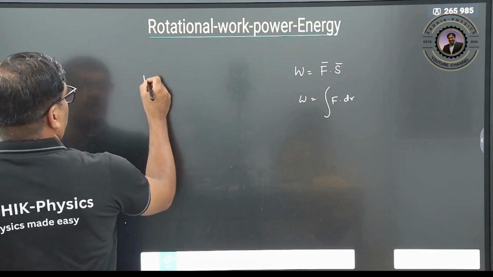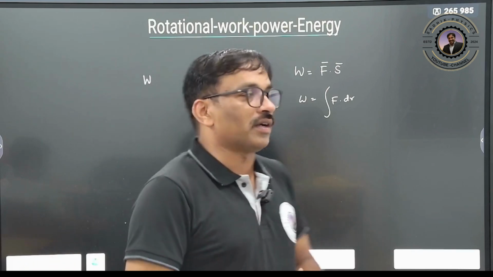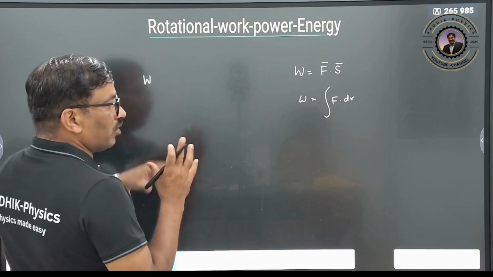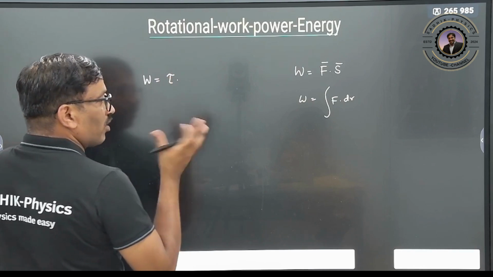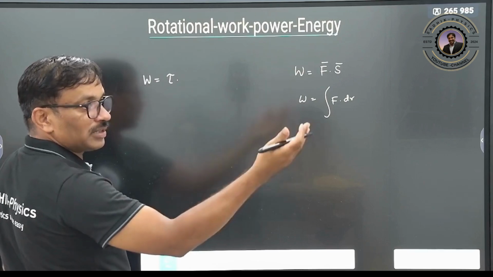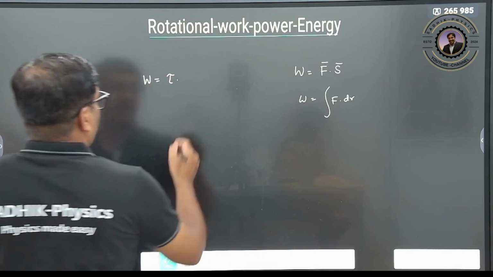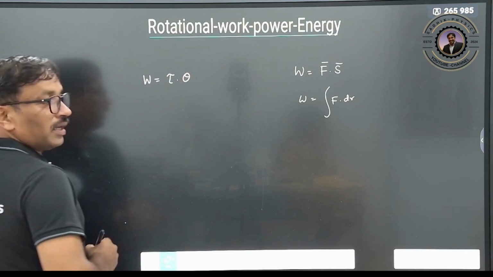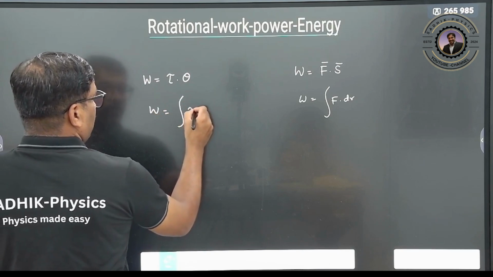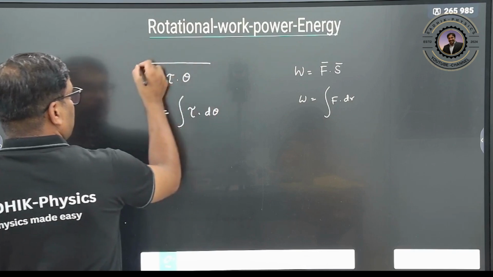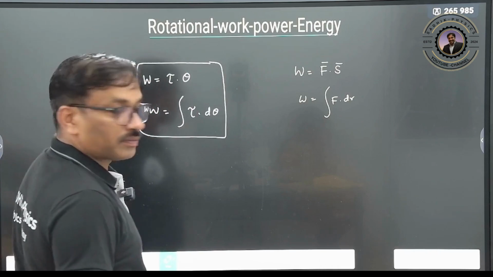Similarly, to rotate any object we have to do a certain amount of work. To rotate that object we require torque, so the work done can be written as torque dot angular displacement. Rotate means there is no linear displacement, only angular displacement. So for a small displacement, W is equal to the integral of tau dot d theta. In this way we can calculate the work done in rotating any object.